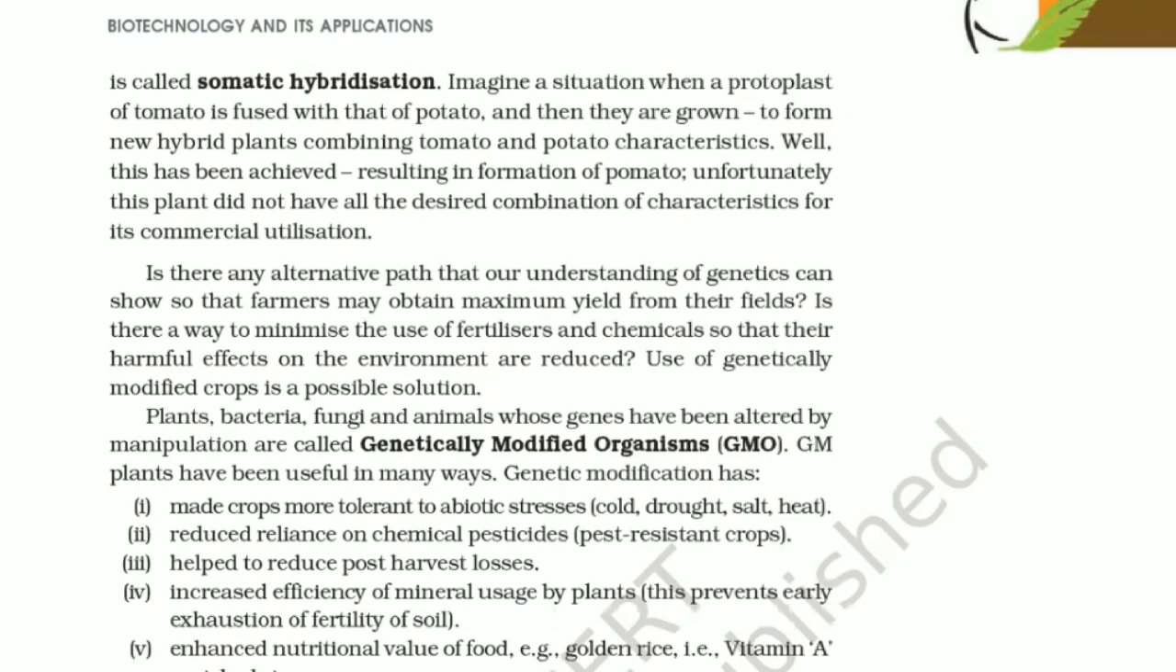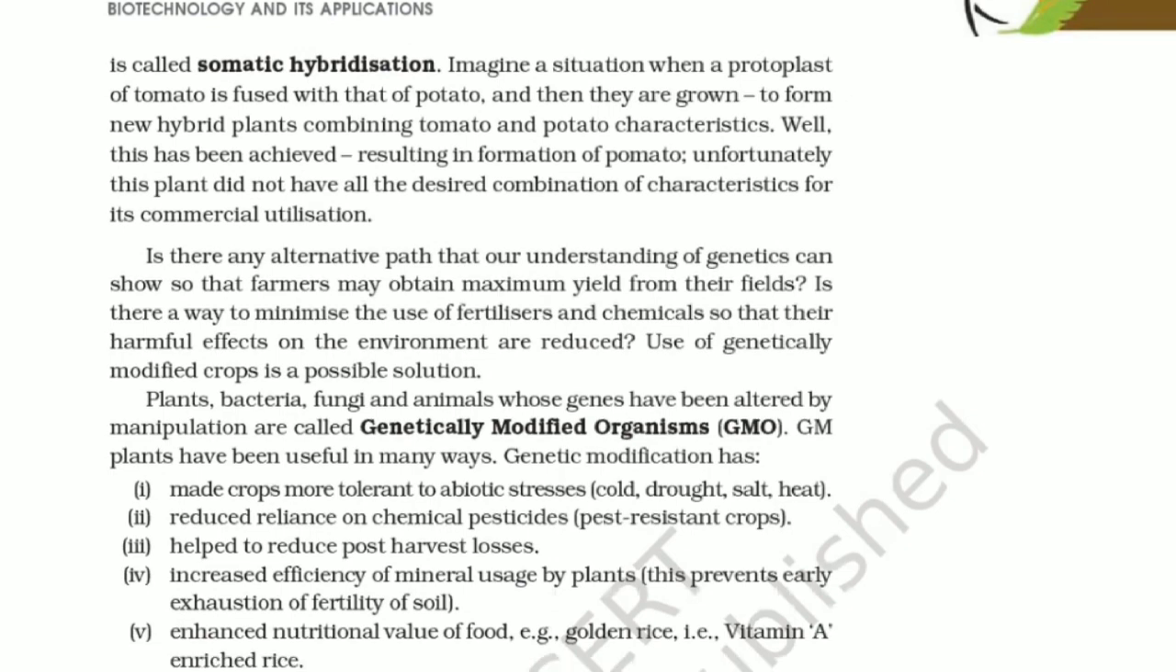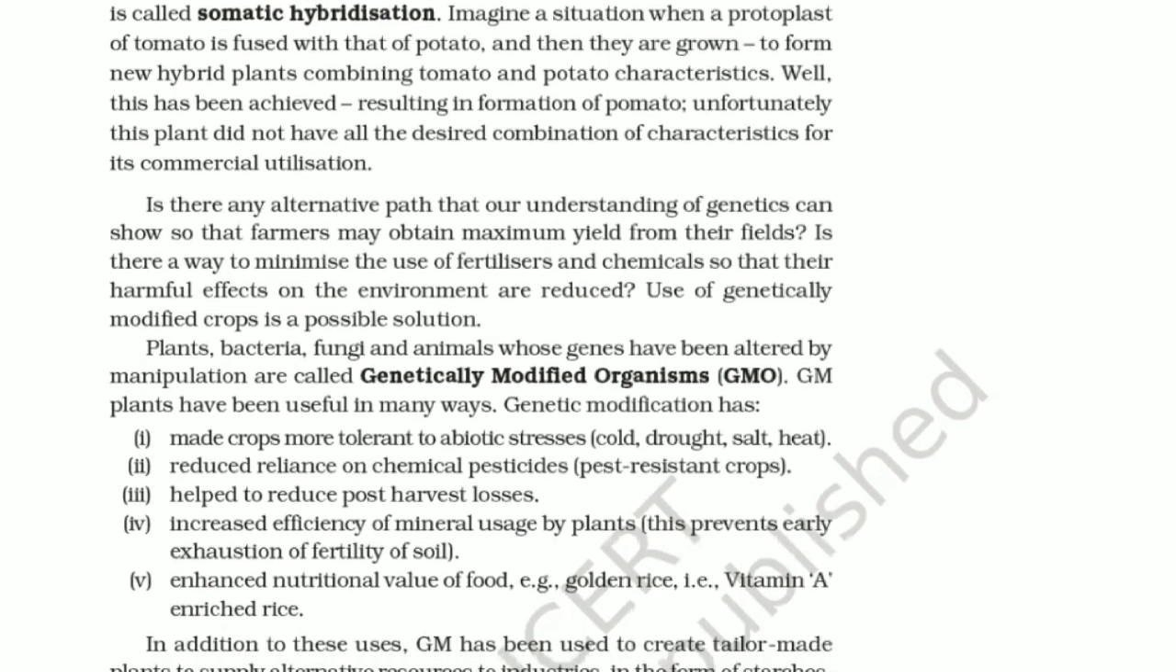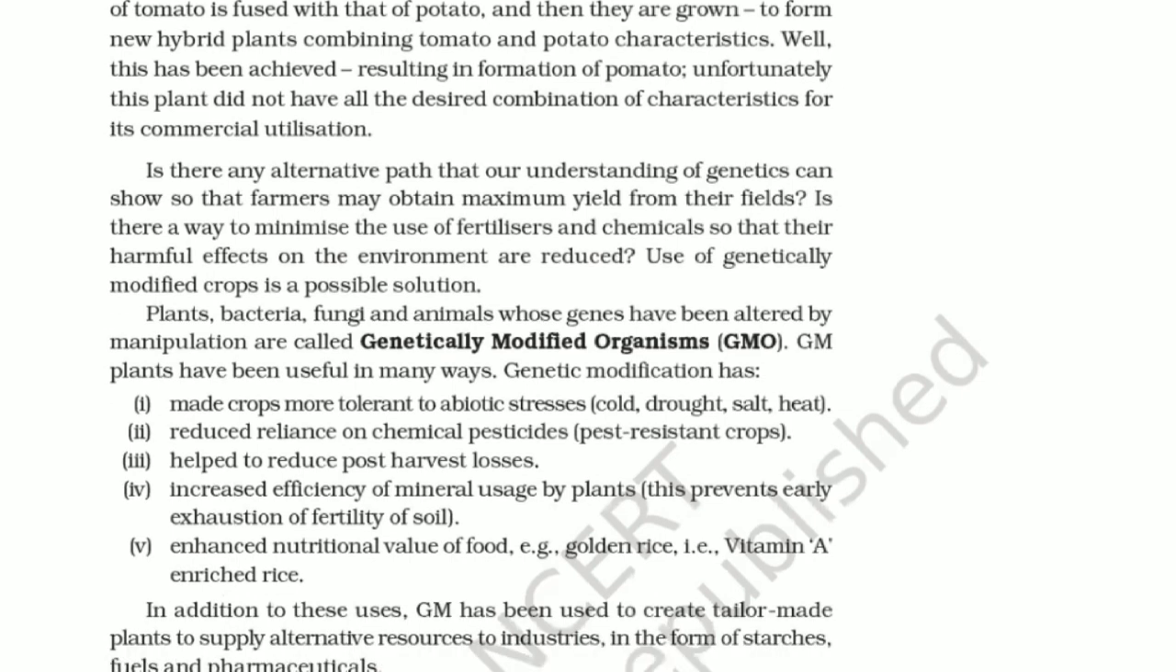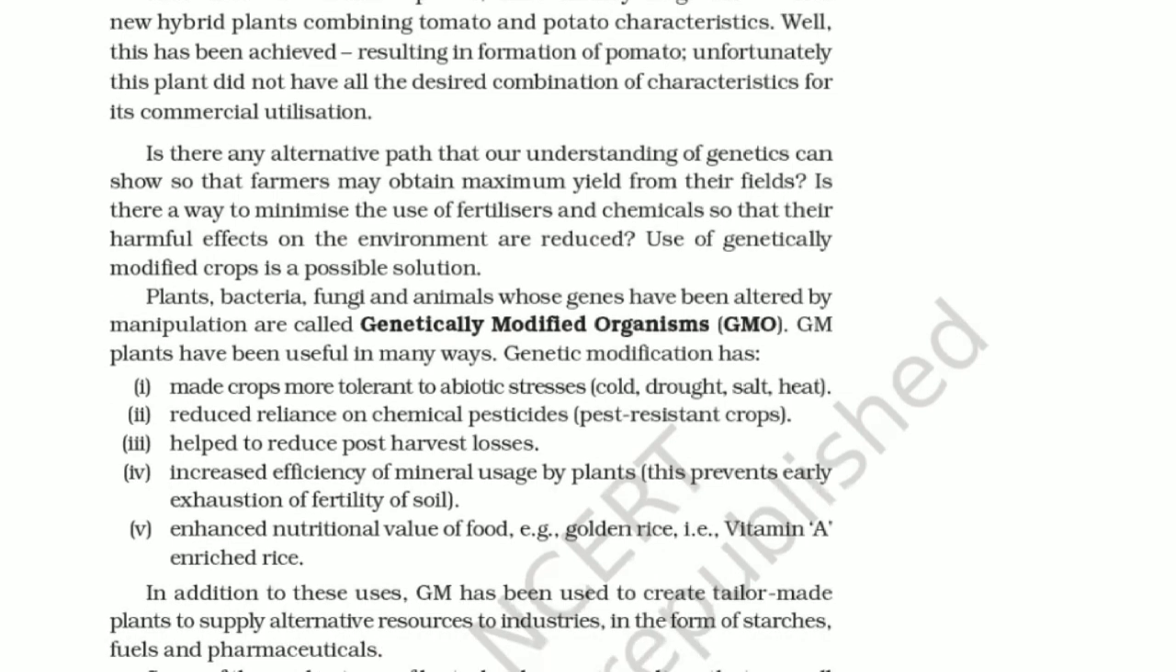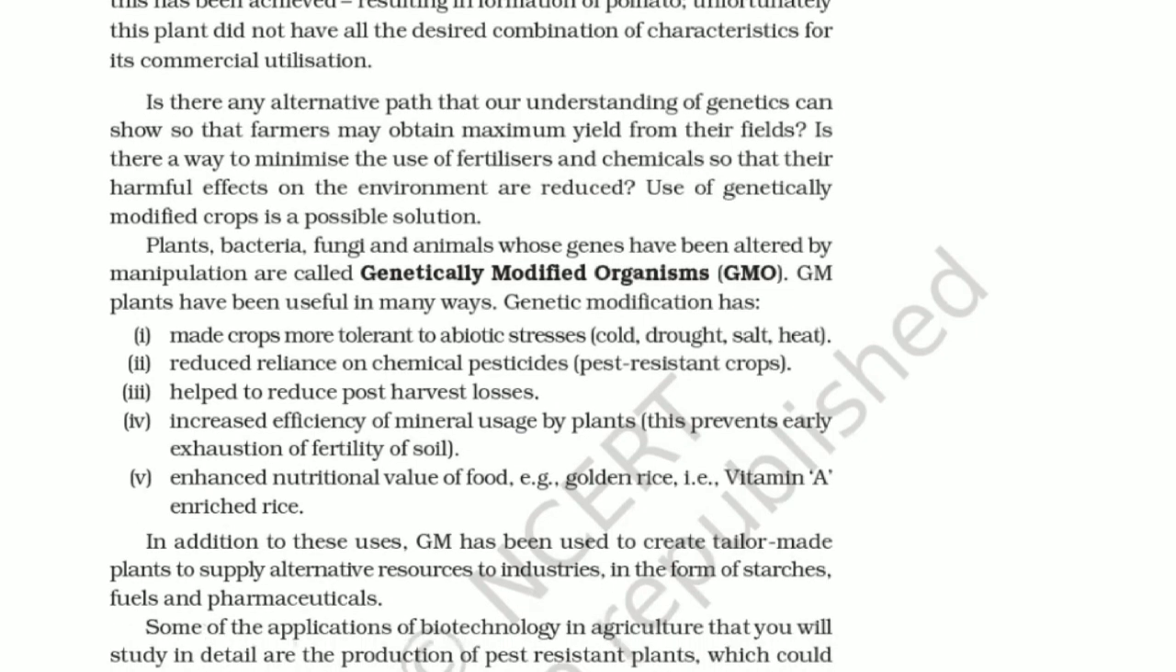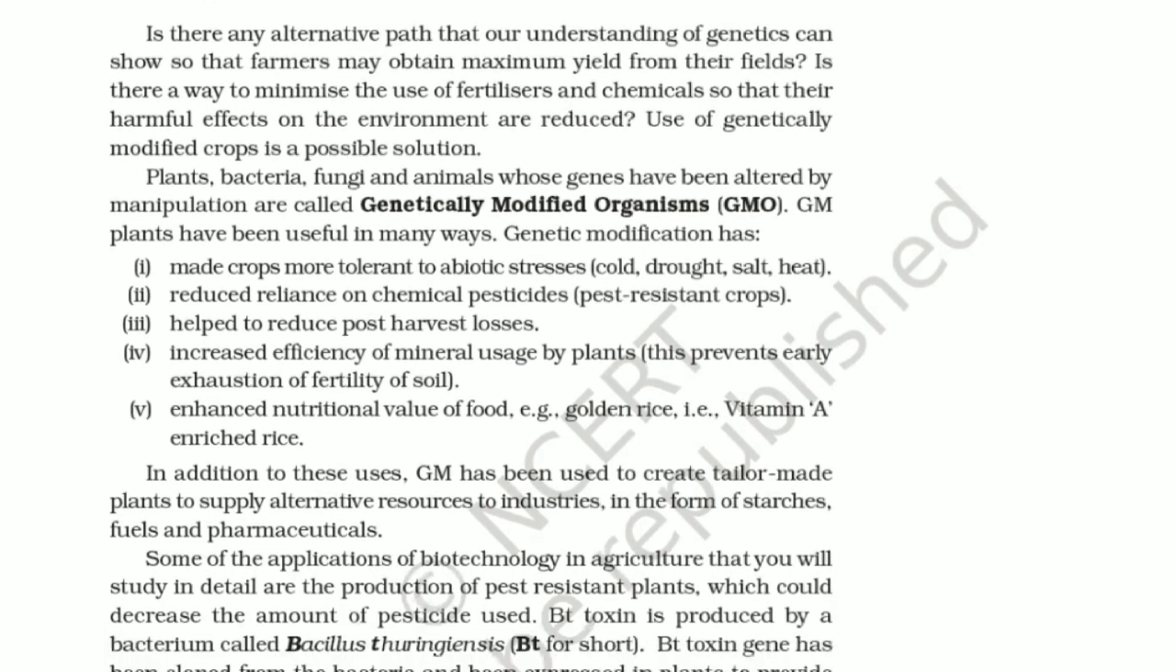Imagine a situation where a protoplast of tomato is fused with that of potato, and then they are grown to form new hybrid plants combining tomato and potato characteristics. Well, this has been achieved, resulting in the formation of pomato. Unfortunately, this plant did not have all the desired combination of characteristics for its commercial utilization.